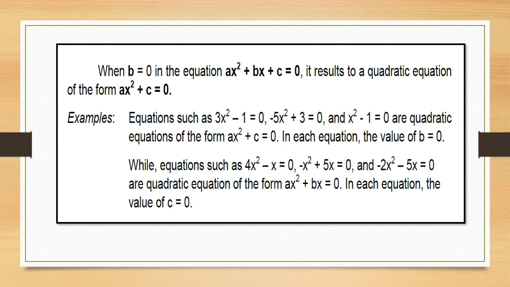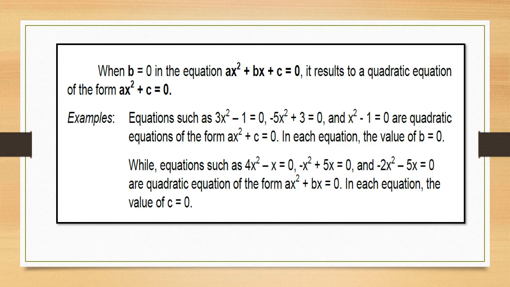When b is equal to 0 in the equation ax squared plus bx plus c is equal to 0, it results in a quadratic equation of the form ax squared plus c is equal to 0. Examples are 3x squared minus 1 is equal to 0, negative 5x squared plus 3 is equal to 0, and x squared minus 1 is equal to 0. These are quadratic equations of the form ax squared plus c is equal to 0.